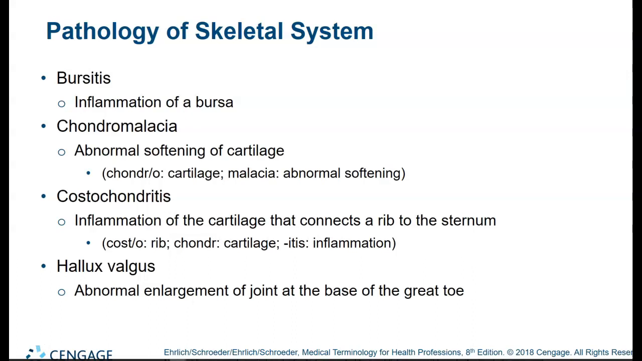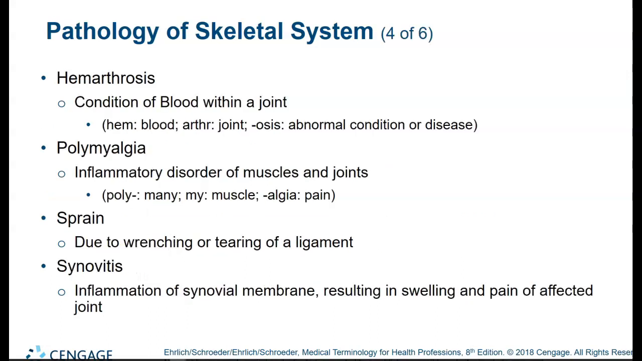Costochondritis is going to be an inflammation of the cartilage and the ribs. Hallux valgus is actually an enlargement of the joint at the base of the great toe, better known as a bunion. That's the medical term for it. Polymyalgia is a pain in many muscles. A sprain is actually a wrenching or tearing of a ligament. And synovitis is actually an inflammation of the synovial membrane.